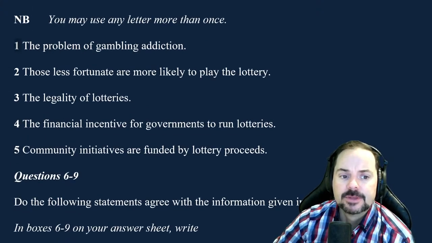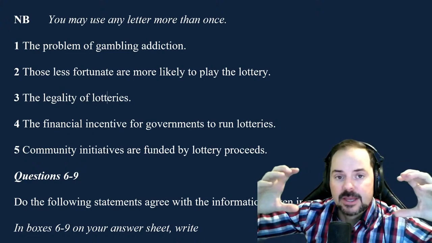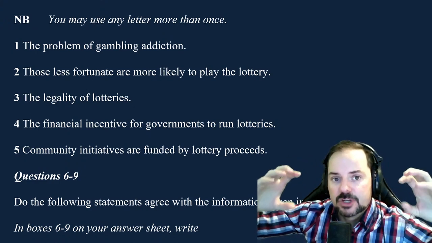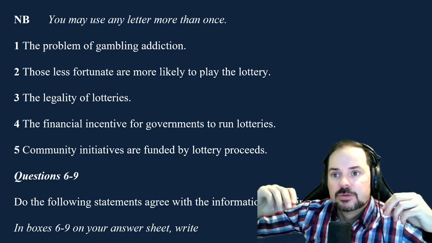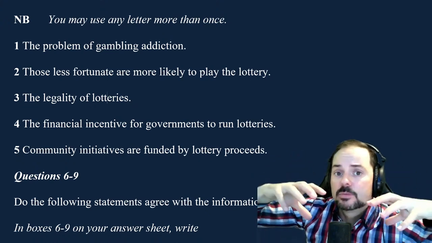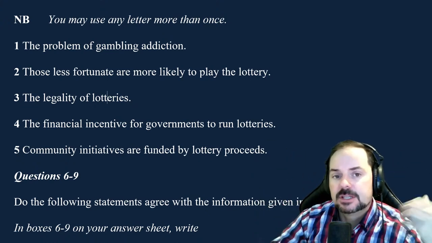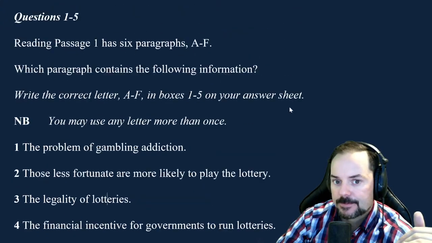It says here, the problem of gambling addiction. It's 1, 2, 3, 4, 5 words. Number 3, the legality of lotteries. 1, 2, 3, 4 words, right? So the questions are extremely concise. They encapsulate the concepts in a very short form. So what you want to do as the reader is to also master encapsulating concepts in a very short, concise way. Because if you're giving really long answers, it becomes very difficult to match the correct, concise answer. Does that make sense?